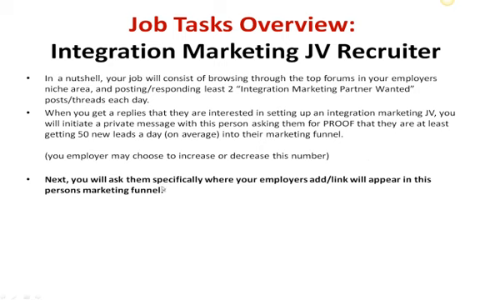Next, you will ask them specifically where your employer's ad or link, the email ad that your employer will want people to see, will appear. You want to know where that's going to appear in this person's marketing funnel. Now, real quick about the marketing funnel, there are all these different places, right? There's immediately after somebody subscribes to the potential JV integration marketer, that could be a place where your employer's ad would show. It could be in one of the first follow-up emails.